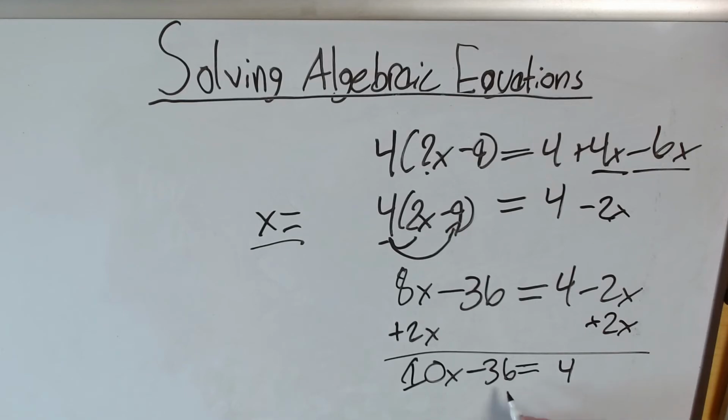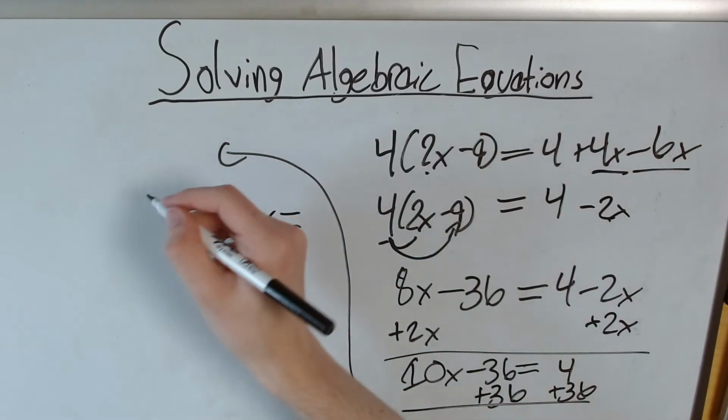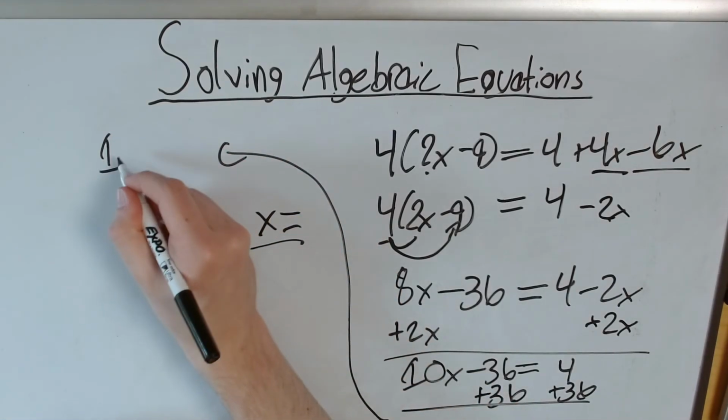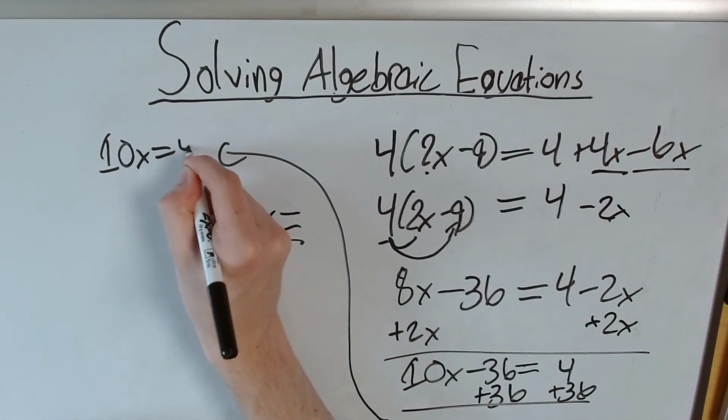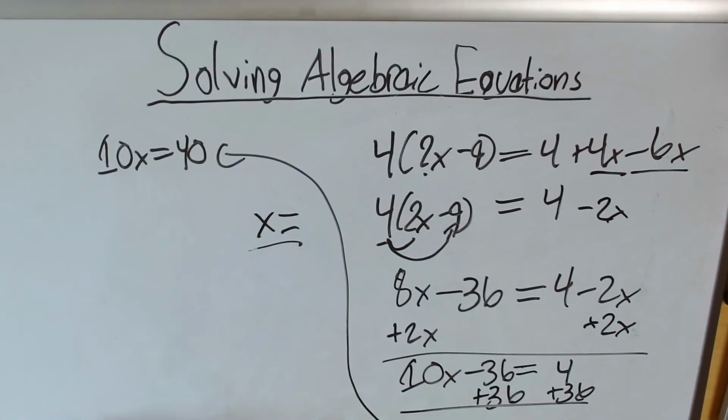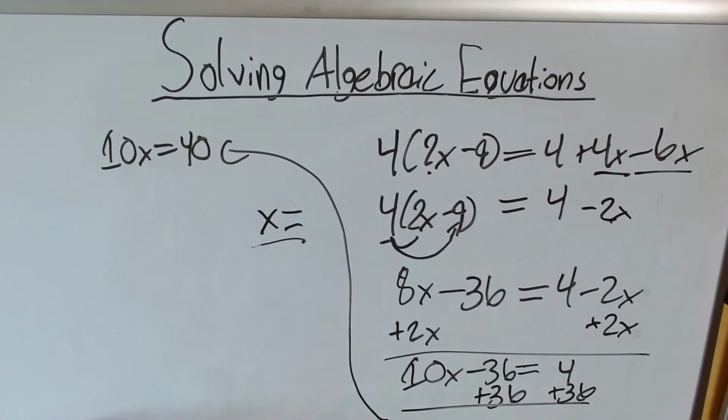I want to get rid of this 36 here, so I'm just left with x's. So I'm going to add 36 to cancel that out. Have to do it both sides. I'm left with 10x equals 40. We're really close now, but we want to find x all by itself.